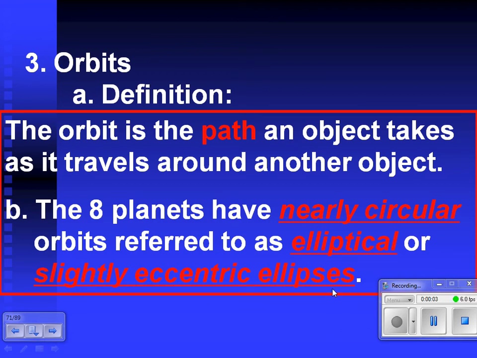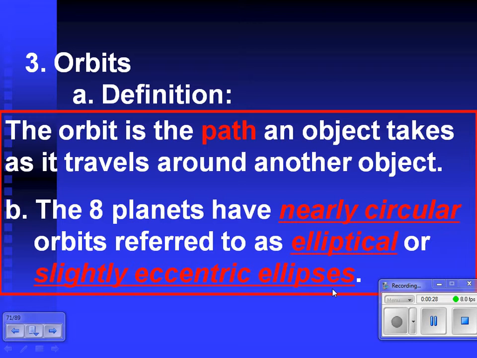Hey guys, in today's screencast we're going to be looking at orbits. Recall that in our last lecture we were exploring the solar system, and we know there are 8 planets in our solar system that all revolve around the sun, right? And the reason they all move around the sun is because the sun is, of course, the most dominant object in our solar system.